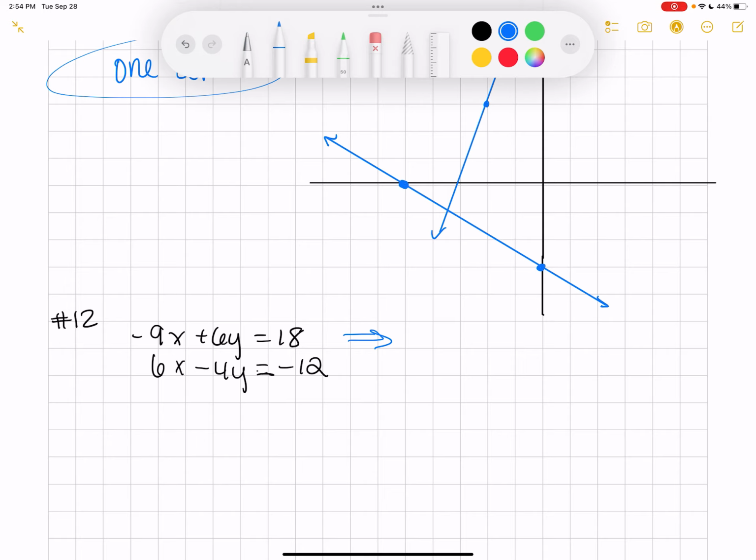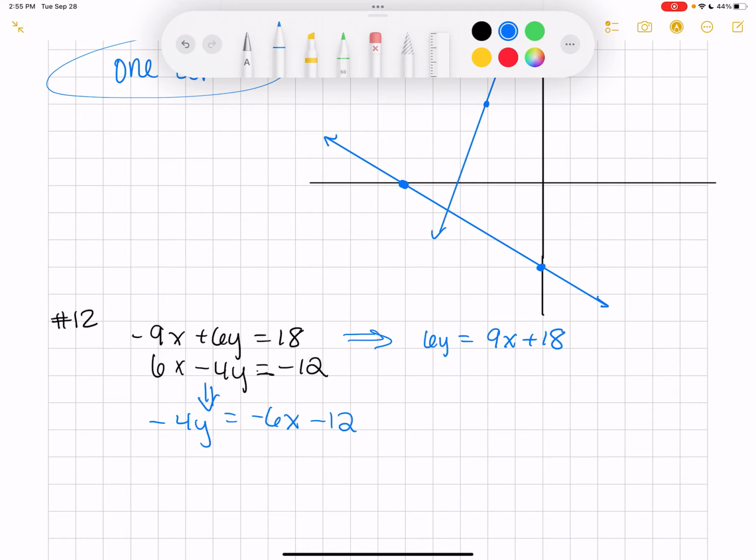Move over both of the x's. I'll do this one first. So 6y is equal to 9x plus 18. And I'll go ahead and do this one down here. All right, now how do I get y by itself over here in this one on the right?